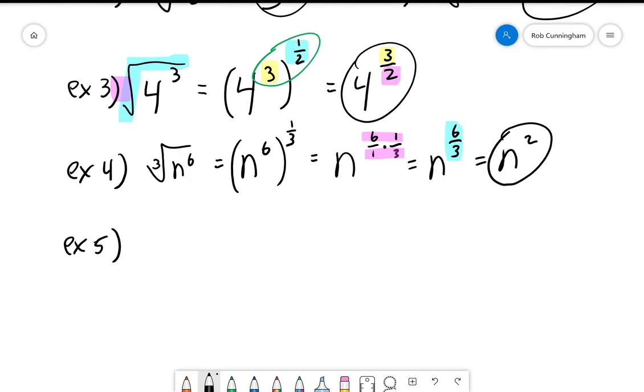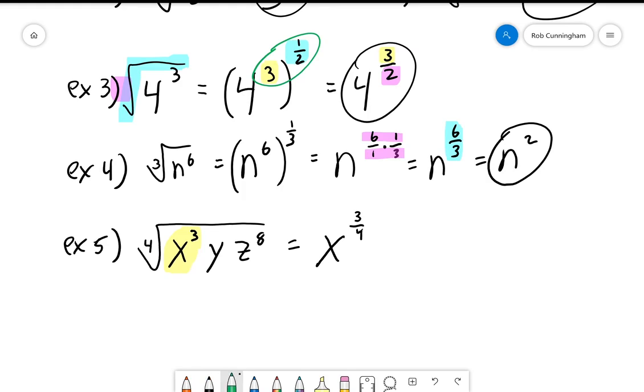So what if I have the fourth root of x to the third y z to the eighth? Again, don't be afraid. It seems like this is a big complicated problem, but it's not. We're just going to break it up into smaller subproblems. Let's just look at the x to the third. The fourth root of x to the third is x to the 3/4. Right? The exponent goes on top, the root goes on the bottom. How about the y's? Well, that's actually y to the 1 power. So the fourth root of y to the 1 power would be y to the 1/4. Right? 1 divided by 4 is just 1/4.